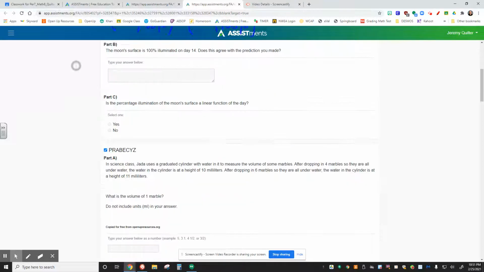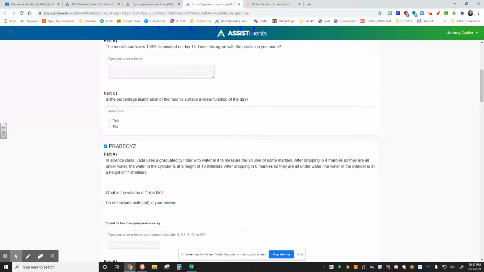Part B says the moon's surface is 100% illuminated on day 14. So this is an assumption, throwing something out there. Does this agree with the prediction that you made in the previous problem? Yes or no? And explain why or why not. Explain how far off yours is, anything like that. And then finally, tell me, is the percentage illumination of the moon's surface a linear function of the day?